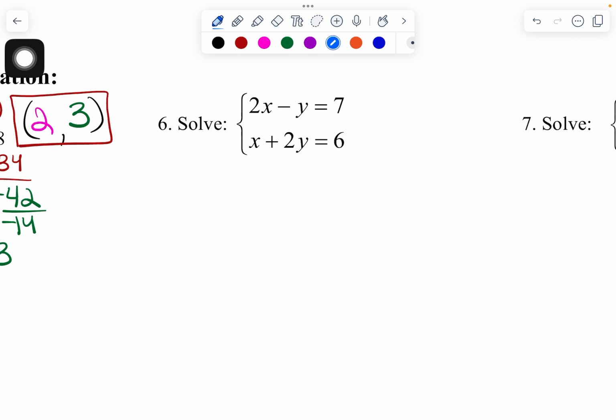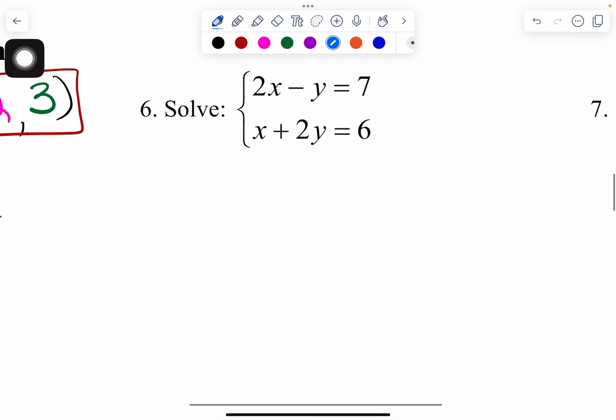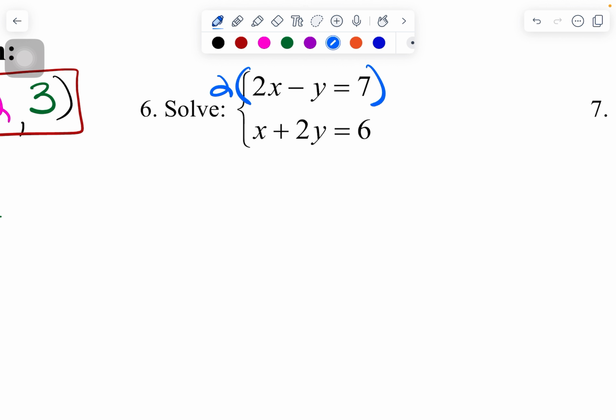So I'm going to go ahead and take the top equation times 2. Okay, so that would be 4x minus 2y equals 14.